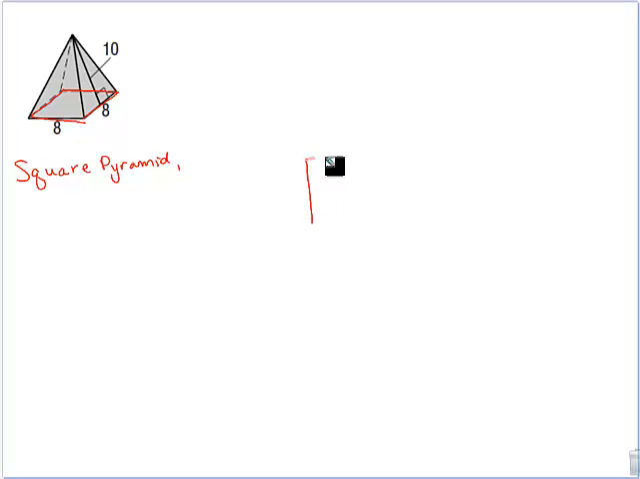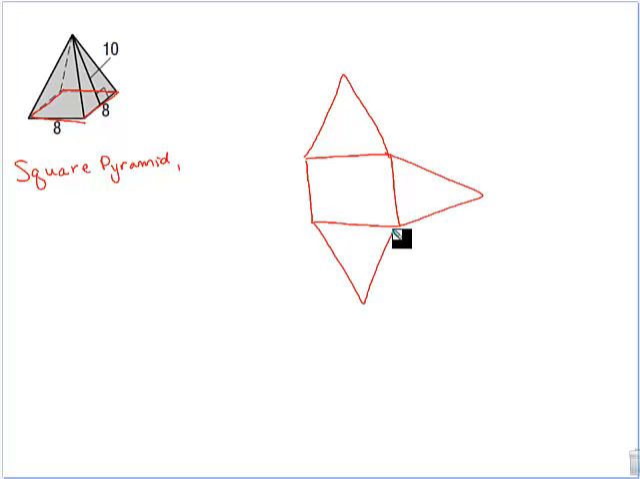So we're going to start by drawing the square out. Now what's the shape of each face? Triangle. Yeah, notice each face is a triangle. Where should I put all the triangles? On each side. Yep, one on each side. So we'll just draw a triangle going off on each side.